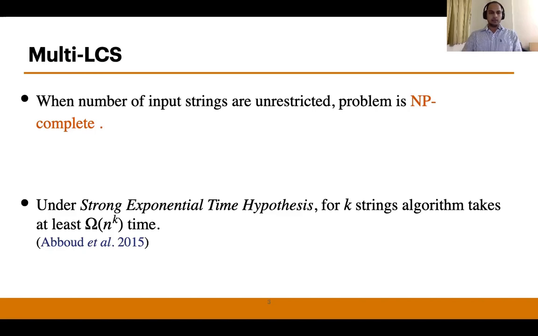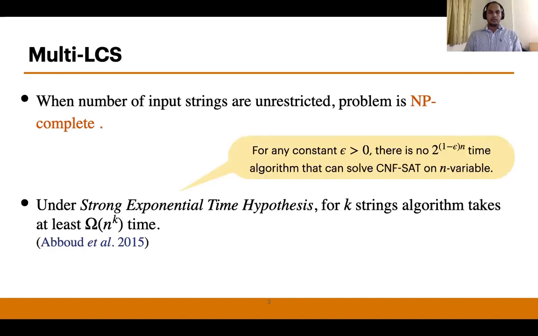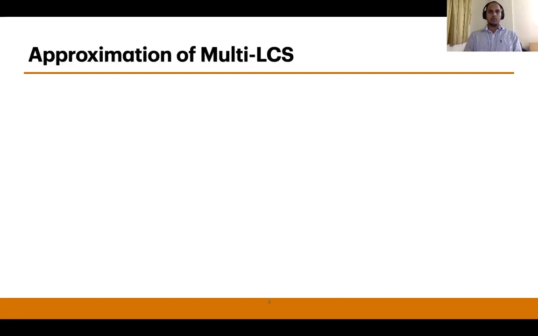Let's see what the strong exponential time hypothesis says. It says that for any constant epsilon greater than 0, there is no 2 to the power (1 minus epsilon) n time algorithm that can solve the satisfiability problem on n variables. So we know that the multi-LCS problem is NP-hard, and whenever a problem is hard, we always look for approximate solutions. So now we move to approximation of multi-LCS.